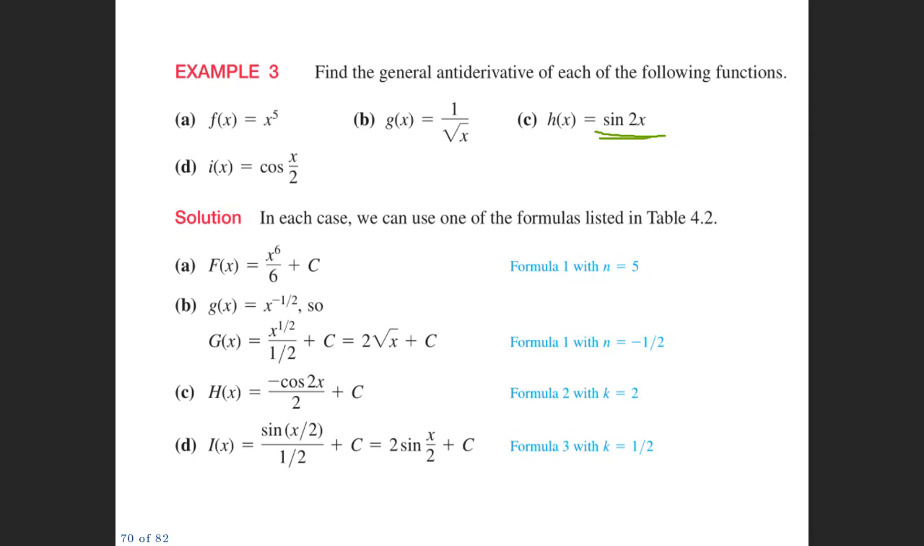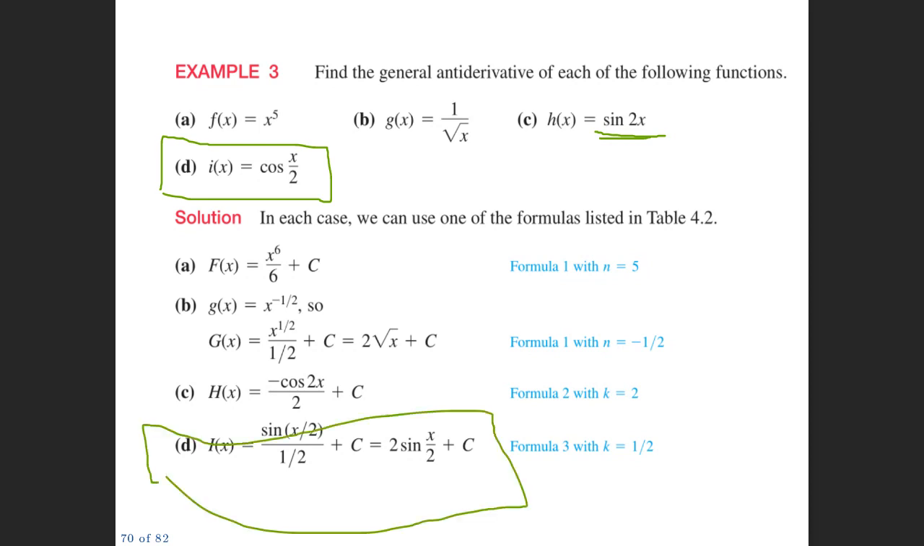For the general antiderivative of sine 2x, we talked about that on the table on the previous slide. The derivative of cos is minus sine, so the antiderivative of sine must be minus cos. If we differentiate, we're going to be multiplying by 2, so we do the opposite now. We divide by 2: minus cos 2x over 2 plus c. And then part D, I'll leave for you to read when you read your textbook.